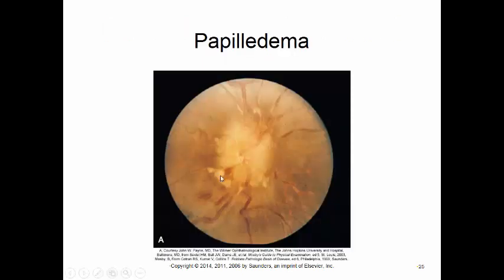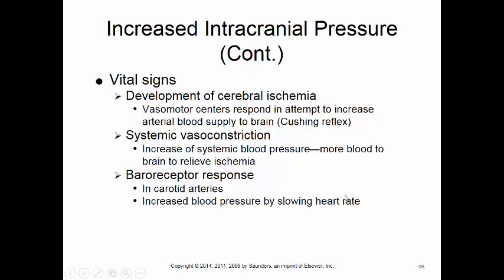Okay, so here's your blown optic disc. It should be a nice circular ring, and you can see here it's kind of blown out. Papilledema. Also, you're going to see the vital signs like I was talking about earlier. The vasomotor centers try to respond to the low blood supply to the brain, called Cushing's reflex. They're going to cause the blood pressure to go up, so we're going to do systemic vasoconstriction.